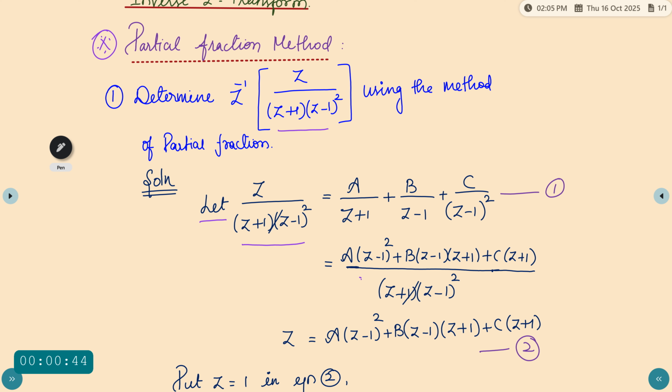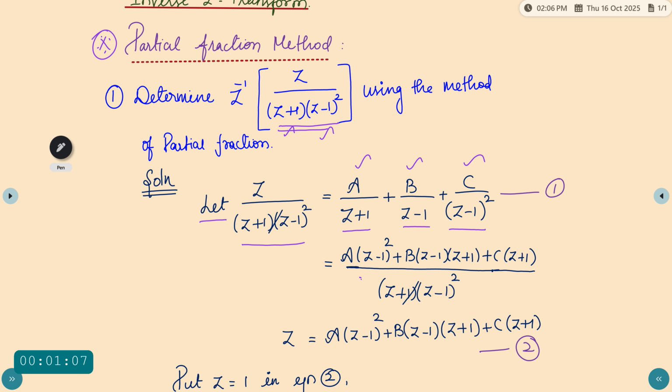This may be split into three constants. First one is A divided by Z plus 1, and B divided by Z minus 1, and C divided by Z minus 1 the whole square, because here three terms appear. First one is Z plus 1, next one is Z minus 1 the whole square. So we are going to use three constants, that is A, B and then C.